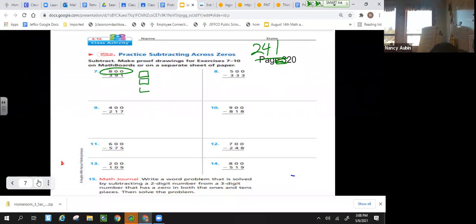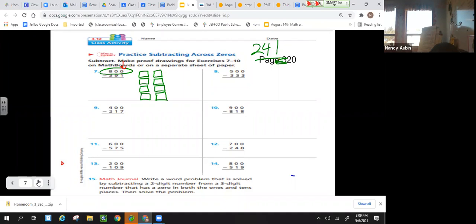8 what? Hundreds, right? Everybody draw your 800s. 1, 2, 3, 4, 5, 6, 7, 8. So we need to take 391 away. We're going to start in the ones place.